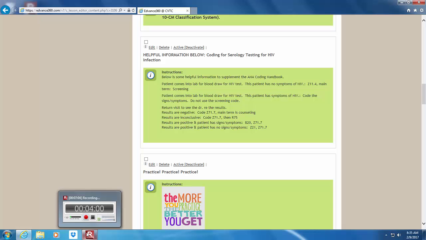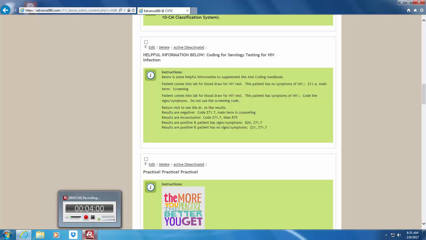It says acute lymphadenitis due to HIV infection. It's related. Your diagnostic statement says due to. So the B20, the HIV infection, is sequenced first because that's our sequencing rule, and then the lymphadenitis is sequenced second.